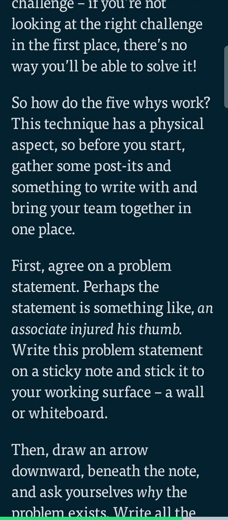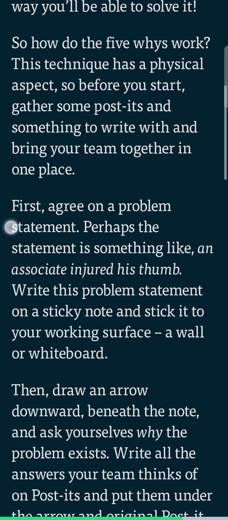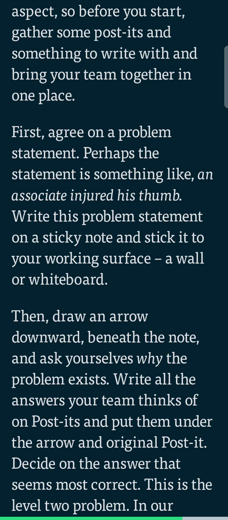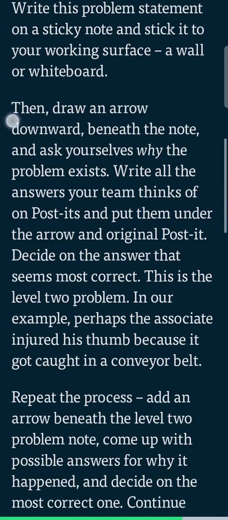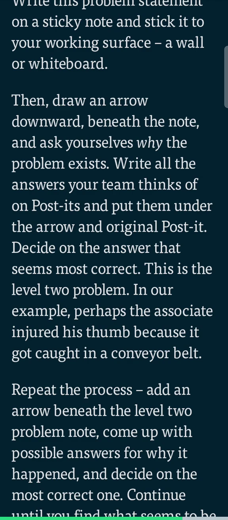This technique has a physical aspect, so before you start, gather some Post-its and something to write with and bring your team together in one place. First, agree on a problem statement. Perhaps the statement is something like, an associate injured his thumb. Write this problem statement on a sticky note and stick it to your working surface, a wall or whiteboard. Then, draw an arrow downward beneath the note and ask yourselves why the problem exists. Write all the answers your team thinks of on Post-its and put them under the arrow and original Post-it.